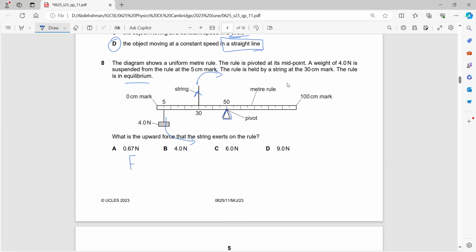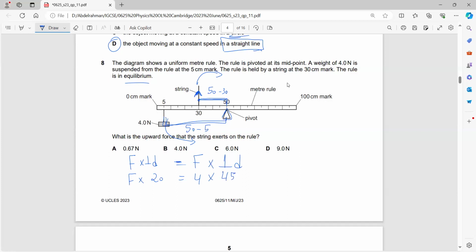Force times perpendicular distance to the pivot is equal to the other force times the perpendicular distance to the pivot. As for the force on the spring, we do not know the force, but the distance between the string and the pivot is 20, because 50 minus 30 is 20. The other force is 4 newtons, and the distance is 50 minus 5, which is 45.